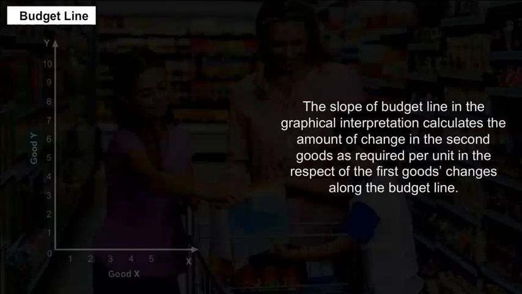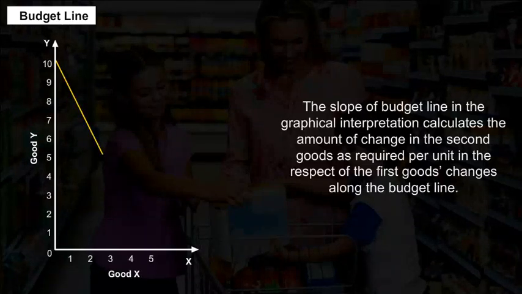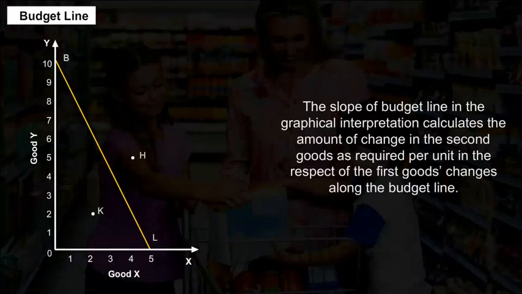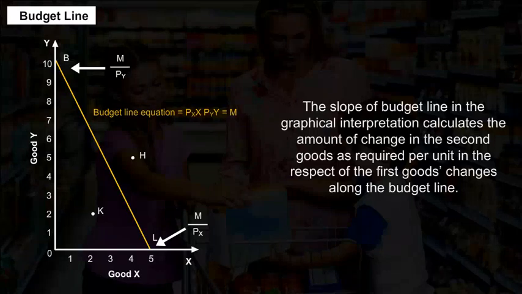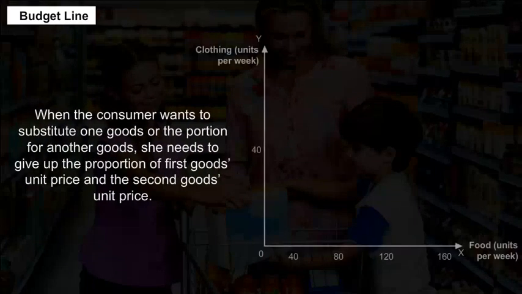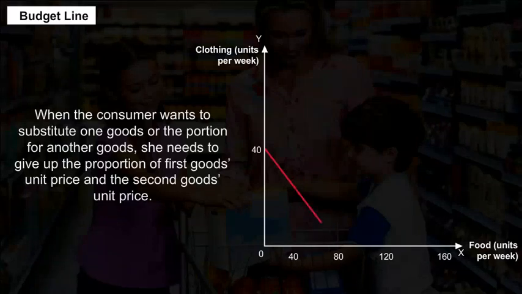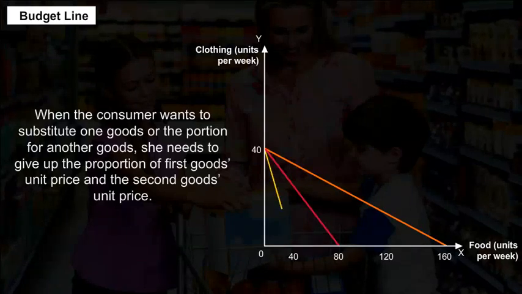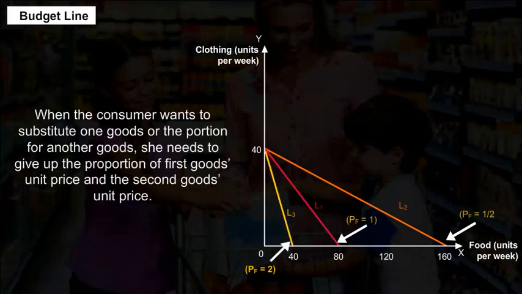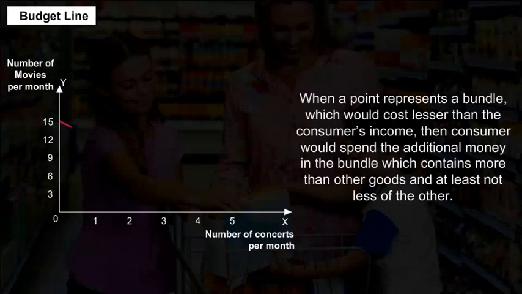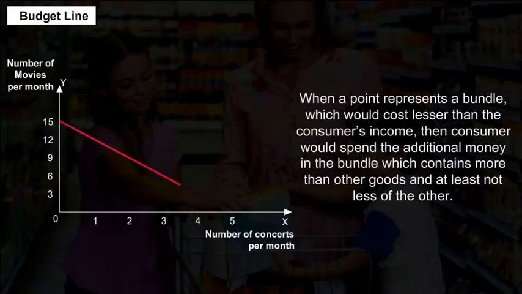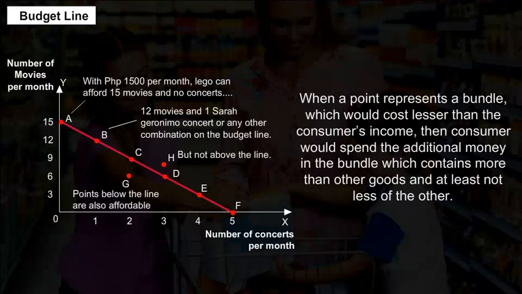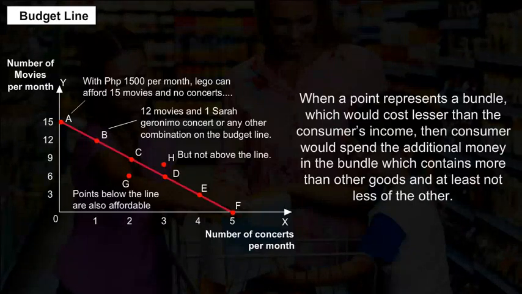Budget line. The slope of the budget line in the graphical interpretation calculates the amount of change in the second good required per unit change in the first good along the budget line. When the consumer wants to substitute one good for another, she needs to give up goods in the proportion of the first good's unit price and the second good's unit price. When a point represents a bundle which would cost less than the consumer's income, the consumer would spend the additional money on a bundle which contains more of one good and at least no less of the other.